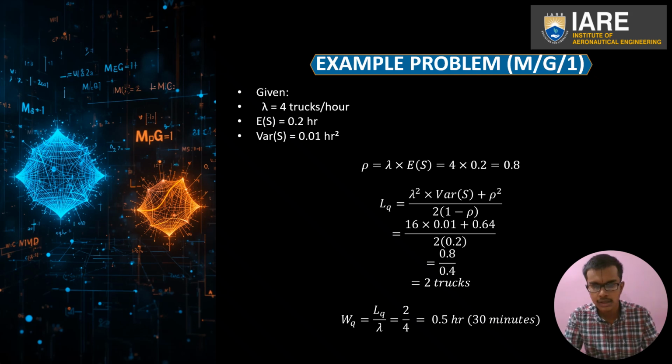that is equal to 16 into 0.01 plus 0.64 by 2 of 0.2, that is equal to 0.8 by 0.4, that is equal to 2 trucks. WQ is equal to LQ by lambda, that is equal to 2 by 4, that is equal to 0.5 hours or 30 minutes. Hence, this is an example problem for the MG1 queue.